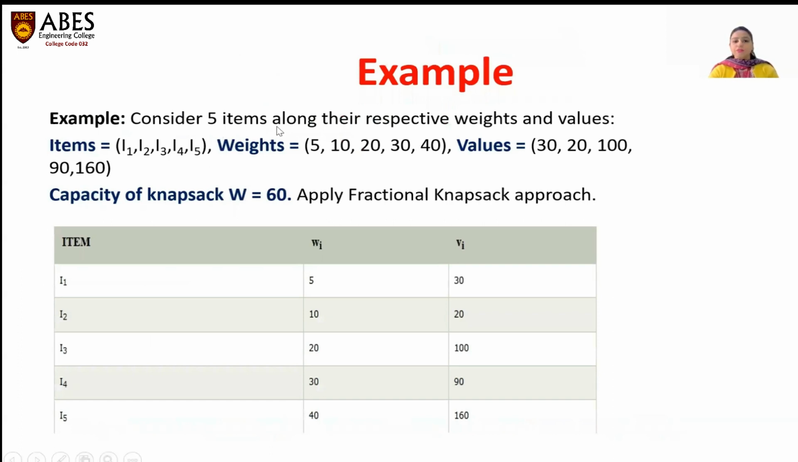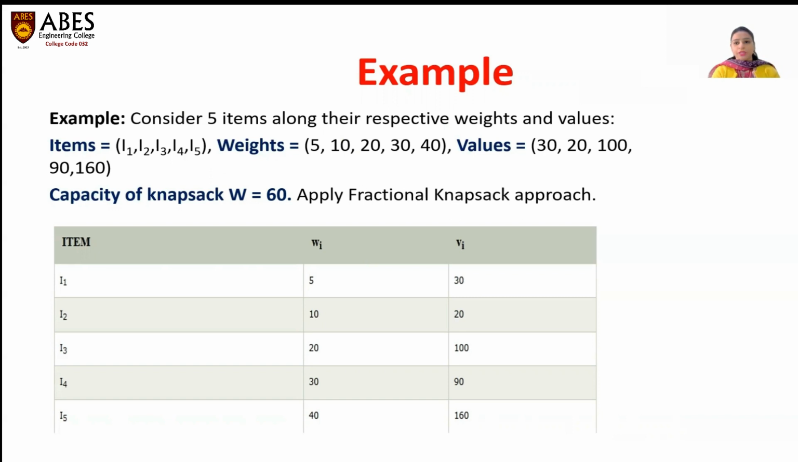So here we are considering 5 items having respective weight values. Items I1, I2, I3, I4, I5 have weights 5, 10, 20, 30, 40 respectively. Similarly, the values are 30, 20, 100, 90, 160. The capacity of the total knapsack, that is capital W, is given as 60. So we have arranged these values in a tabulated format.